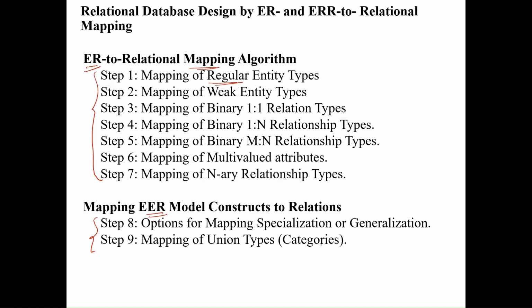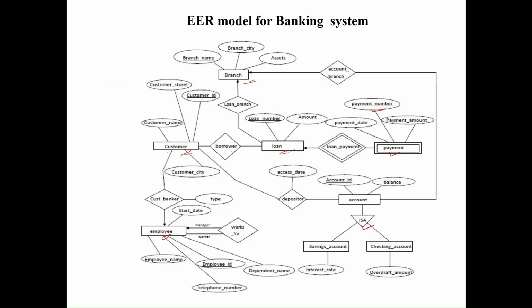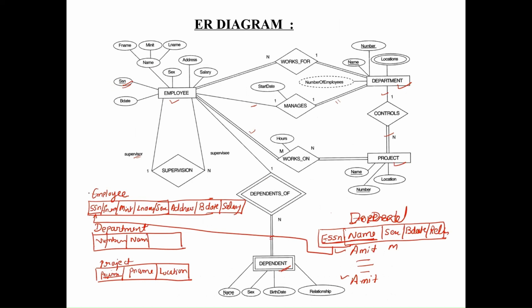Next, mapping of binary one-to-one relation type. Wherever there is a one-to-one relationship, is there any one-to-one relationship? Yes. Employee manages the department. One employee manages one department. So how do we make the relationship? Always keep in mind that the relationship is always shown with the primary key, foreign key, integrity constraint. We also call it referential integrity, that we have done here.